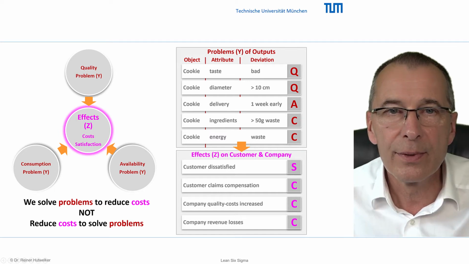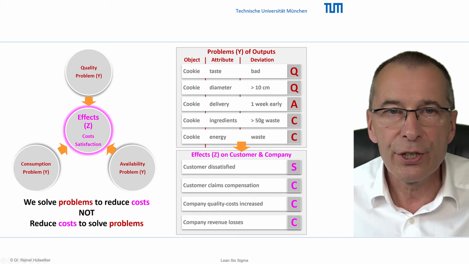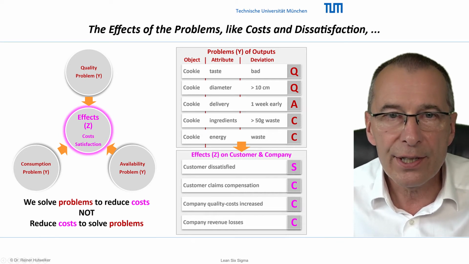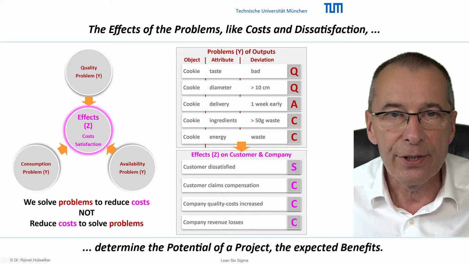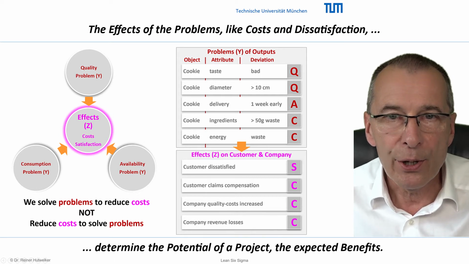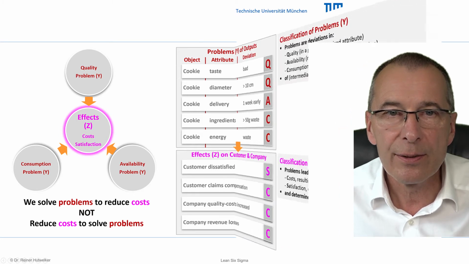Please note, costs and satisfaction are hierarchically superior to problems, as they are consequences of deviating quality, availability, and consumption. The effects of the problems, like costs and dissatisfaction, determine the potential of a project, the expected benefits. They are important in evaluating, prioritizing, and selecting identified topics for implementation by a Six Sigma project.